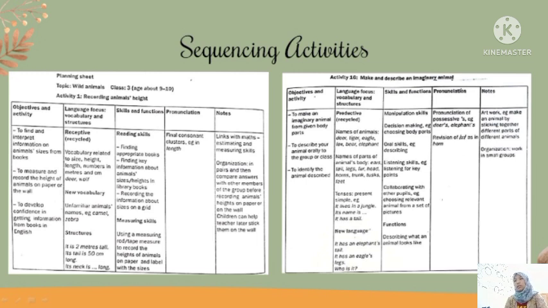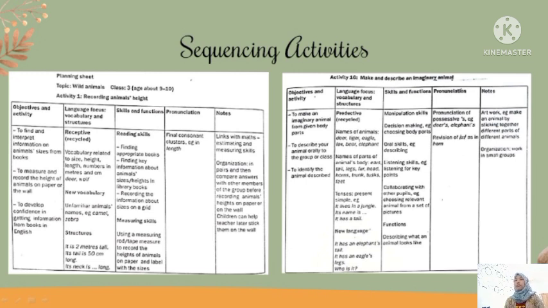So here are the planning sheets. The topic on wild animals, class 3, age 9 to 10. Activity 1, recording animals' habitat.